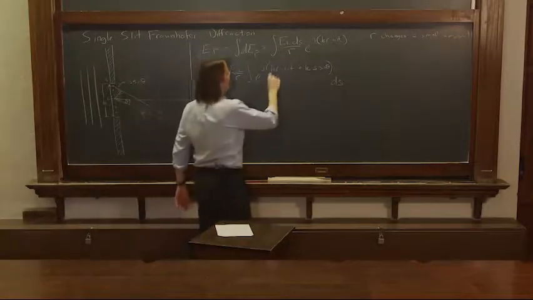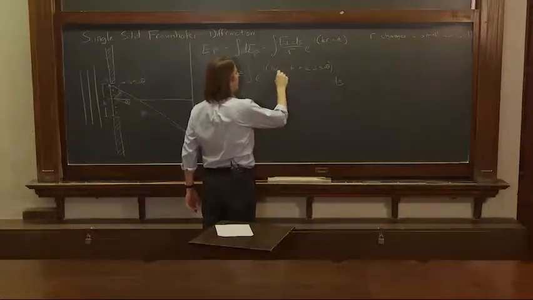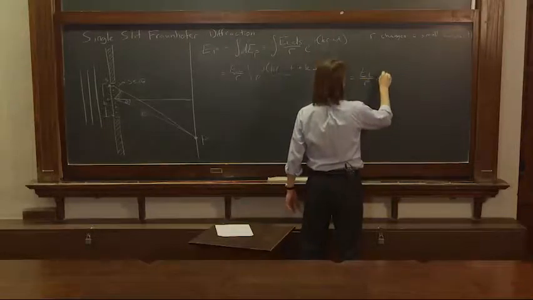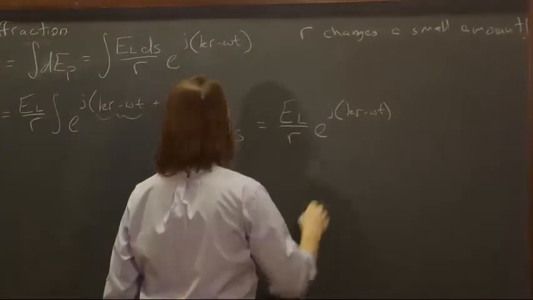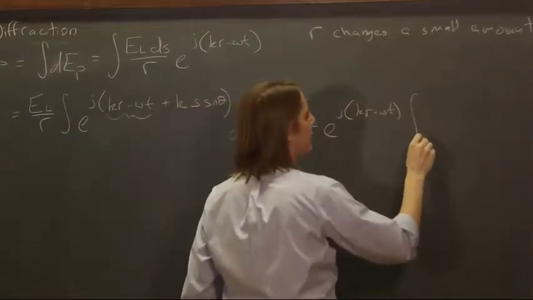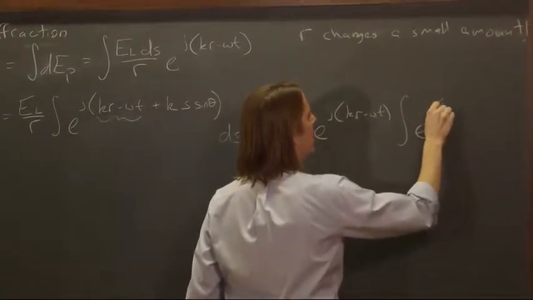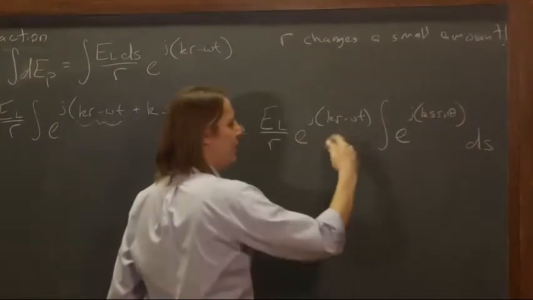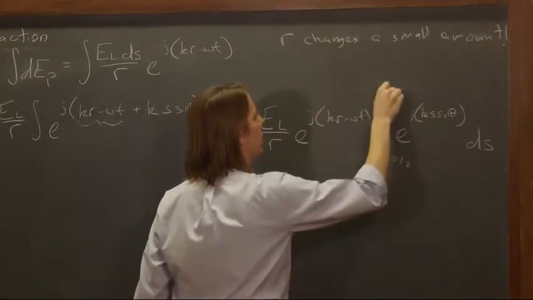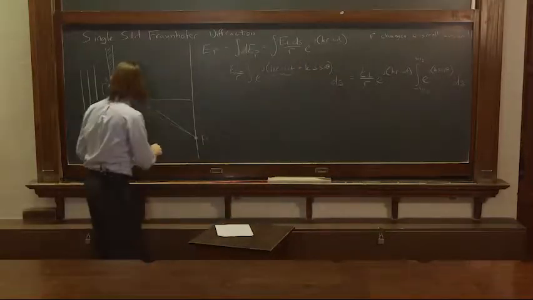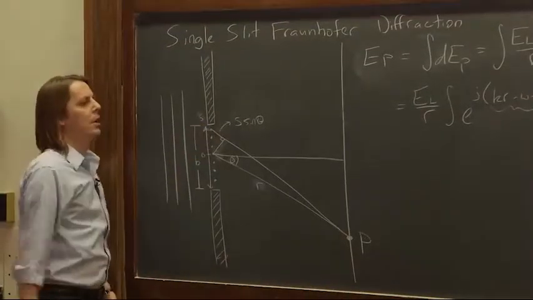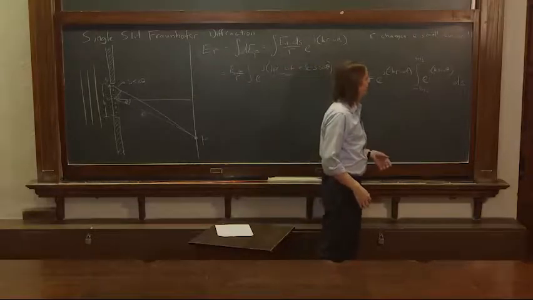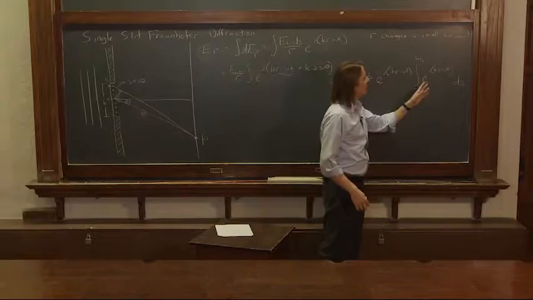Now, if we're saying this is just the r of the middle, this whole thing can come out. So then it's equal to E L over r, e to the j kr minus omega t, and the integral is now down to just the integral of e to the j ks sine theta ds, and as we integrate, we're going to go from minus b over 2 to b over 2. When we add up all these ds's, we go from the bottom of the slit, minus b over 2, to the top of the slit, b over 2. And then we've got everything that depends on s inside the integral. And we're just going to take this integral with respect to s.